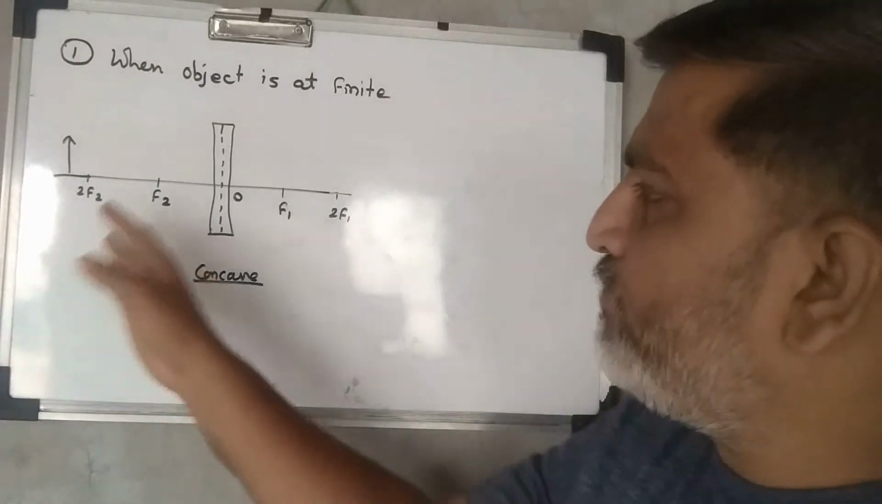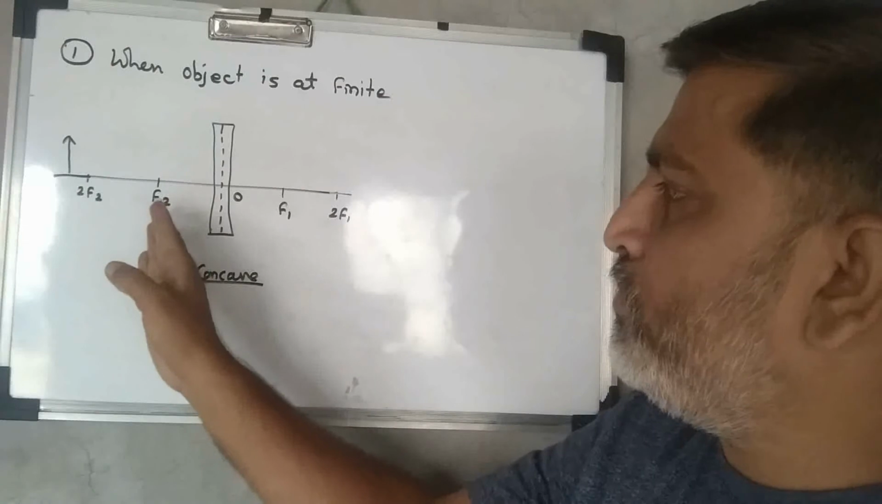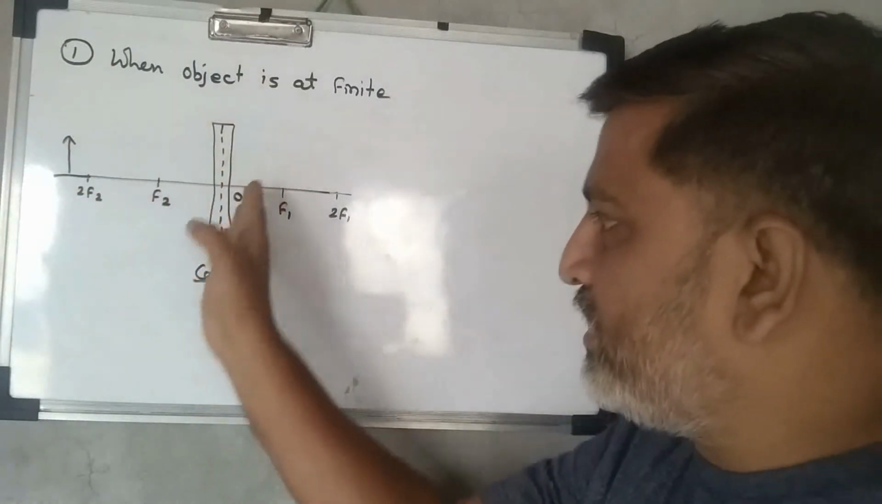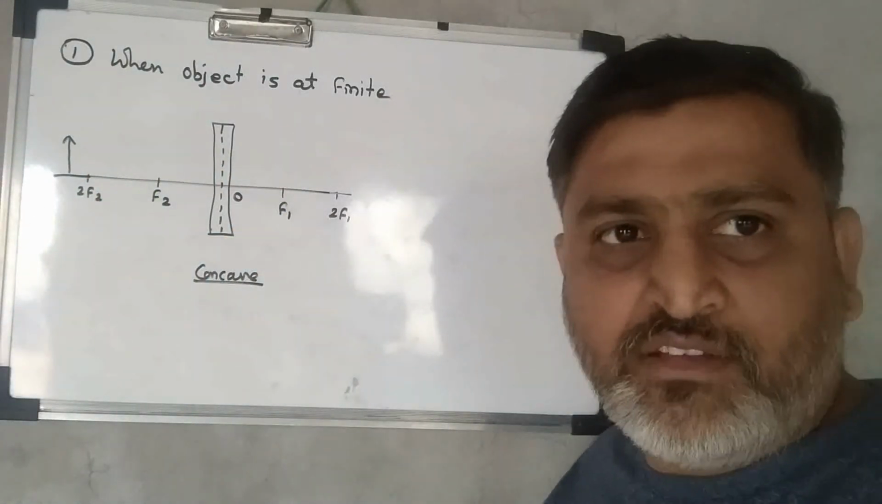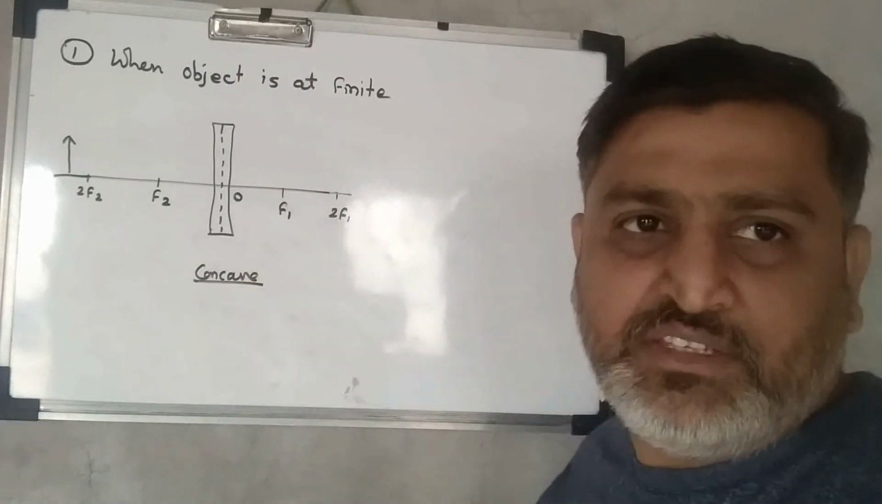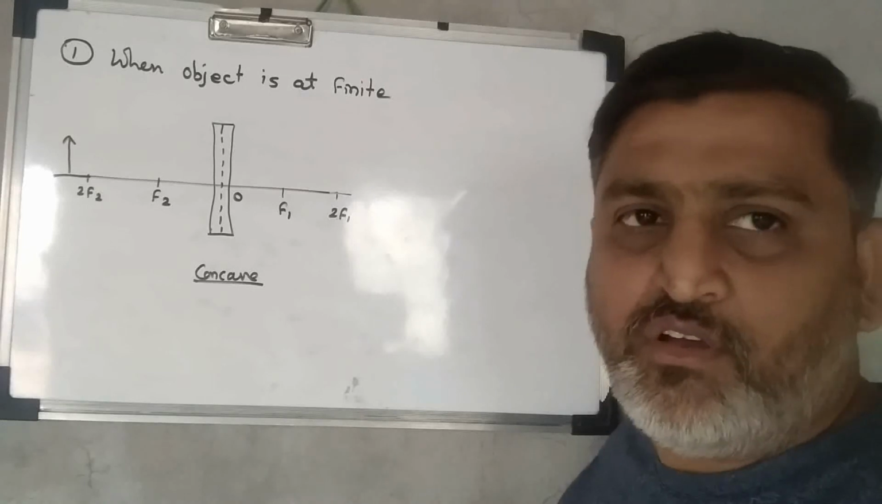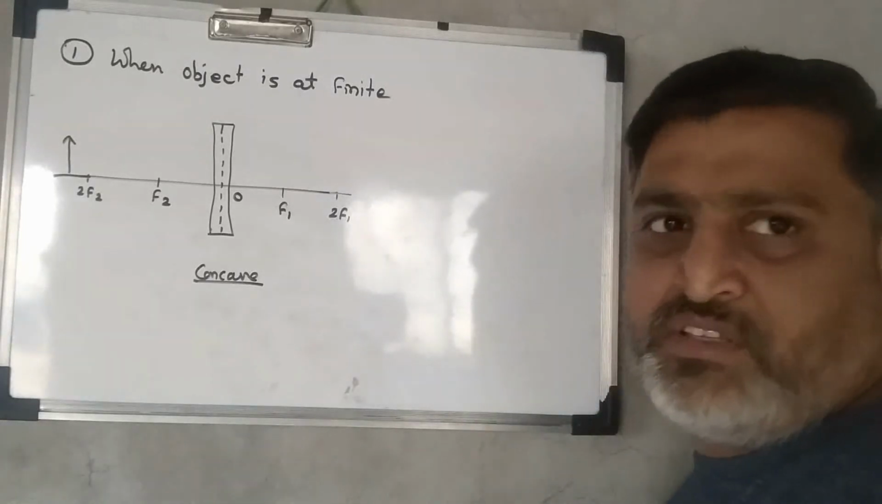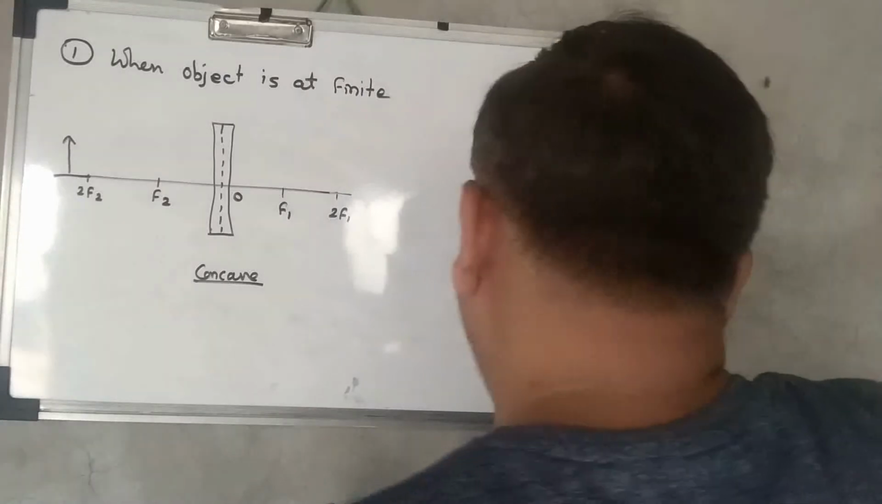You can take it at 2f2, you can take it between 2f2 and f2, you can take it on f2, you can take it between f2 and the optical center. At anywhere it is, the same diagram applies, and the nature of the image is the same, okay. Whatever the difference, I will tell you later, okay.